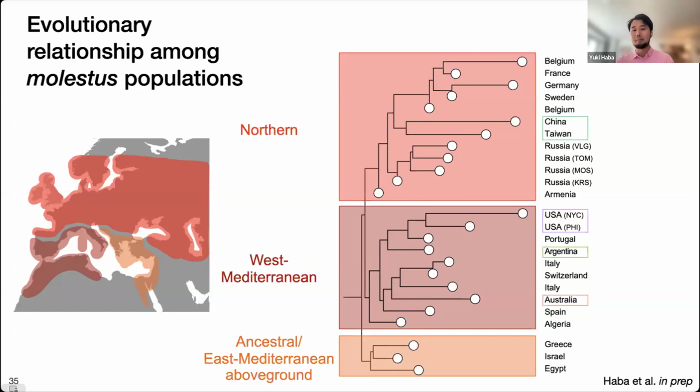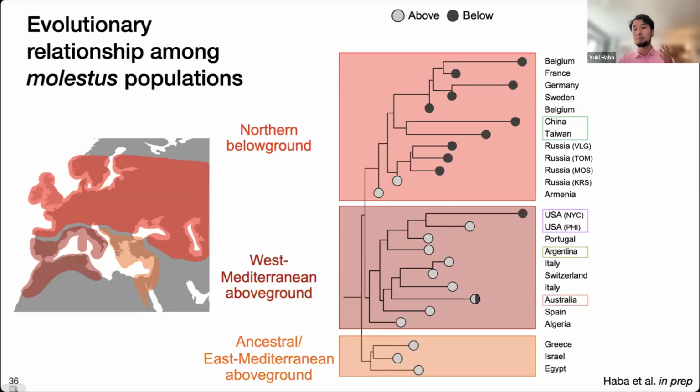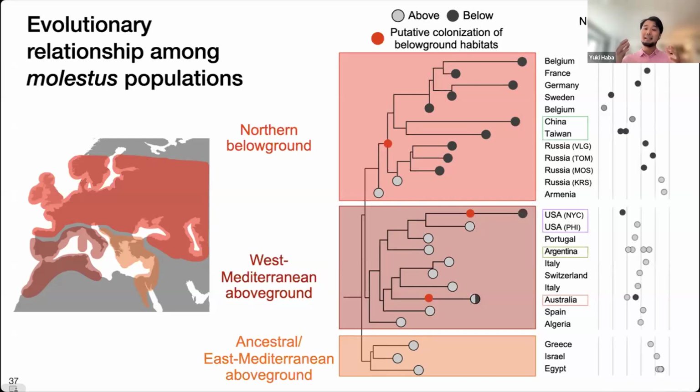The other two clades were separated not just by geography, but also by their microhabitat origin. The West Mediterranean molestus clade is mostly above ground, and the Northern molestus clade is mostly below ground. This tree provides some evidence that colonization into below ground environments likely happened more than once. We then looked at the genetic diversity of each molestus population, finding that the East Mediterranean molestus had overall very high diversity compared to the other two derived clades, consistent with the idea that they are likely ancestral.